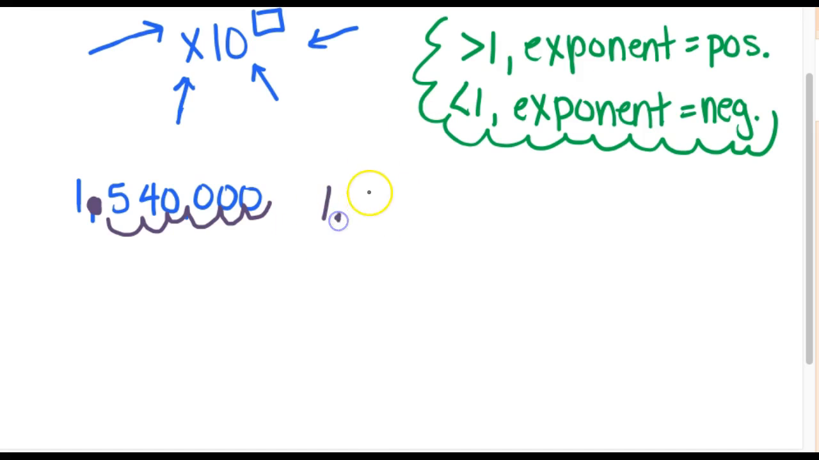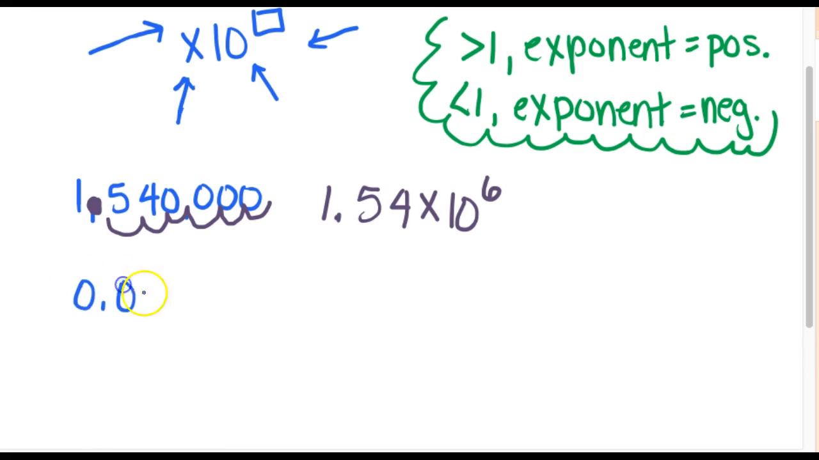So this is 1.54. Sorry, let me erase that really quick. 1.54, because remember, we don't use those zeros because we're shortening this, times 10. We moved it 6 times, and since it's greater than 1, we have a positive 6.